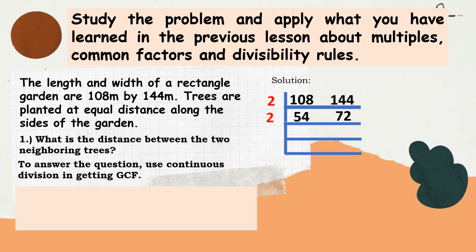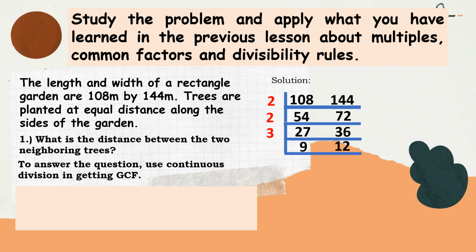Now, from these 2, 54 and 72, hahanap tayo ng panibagong prime number dito. Okay, we have 2. 54 divided by 2 is equals to 27. Next, 72 divided by 2, ang sagot natin ay 36. So, hahanap tayo ulit ng prime number para pwede i-divide sa 27 and 36. So, we have 3. 27 divided by 3, your answer is 9. Next, 36 divided by 3, the answer is 12.